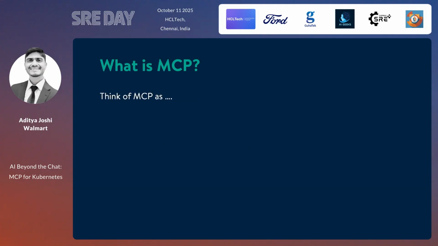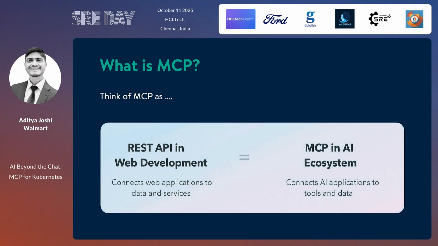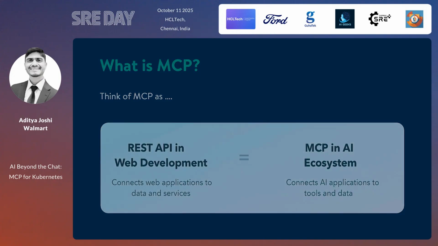Okay, so now if I have to give an analogy for what MCP means, if you have to correlate it with web development, you can think of this as what REST APIs are in web development. Think of MCP as that in the AI domain.